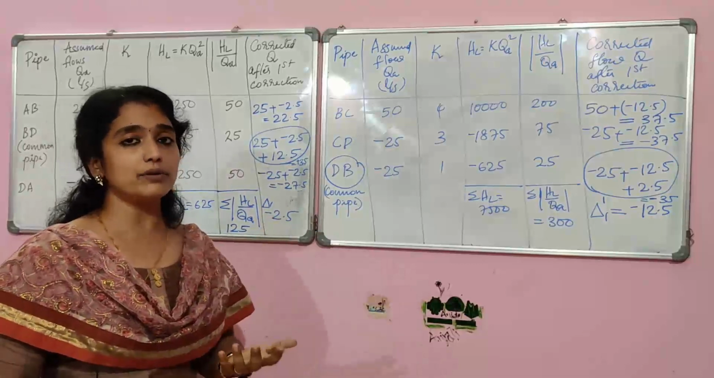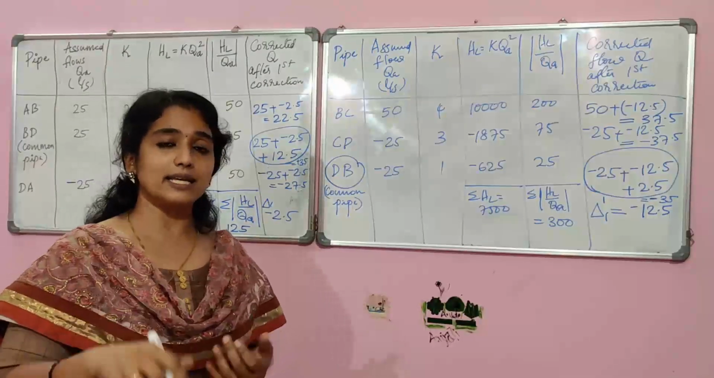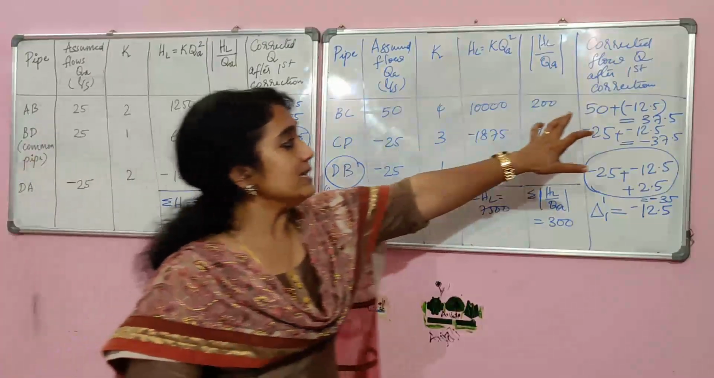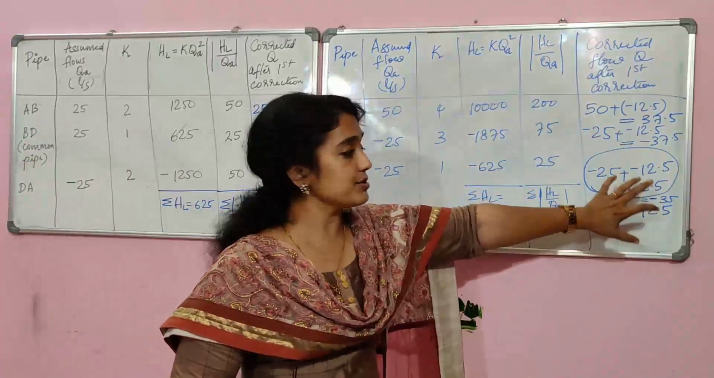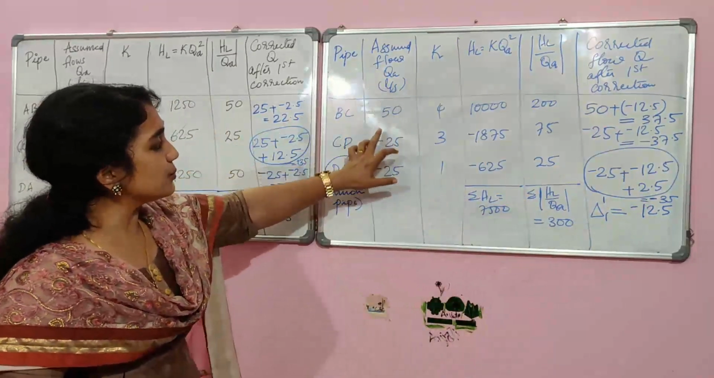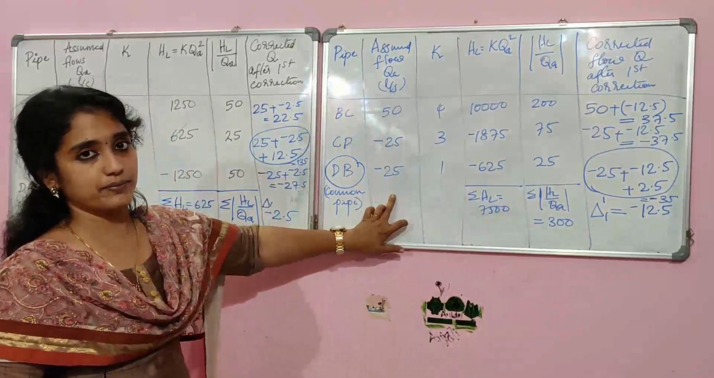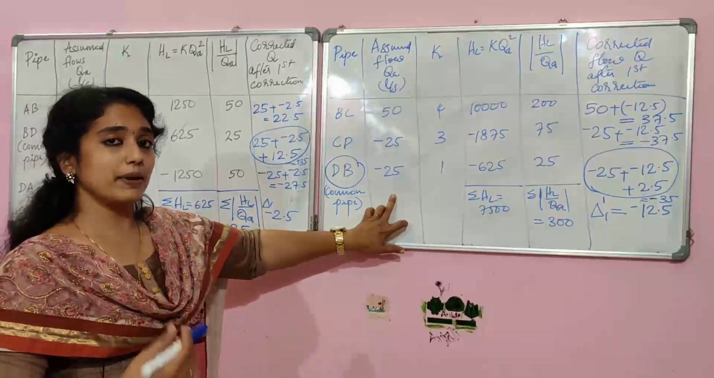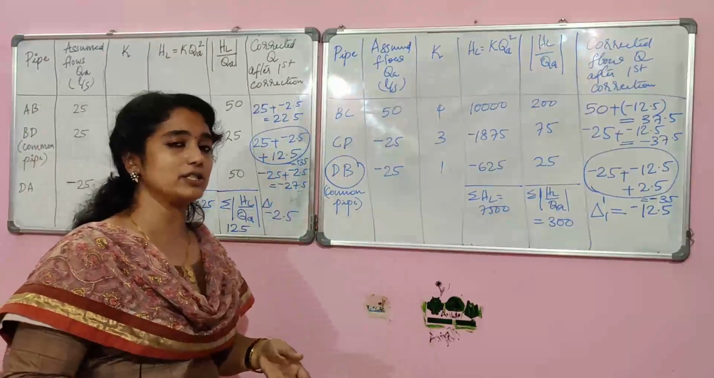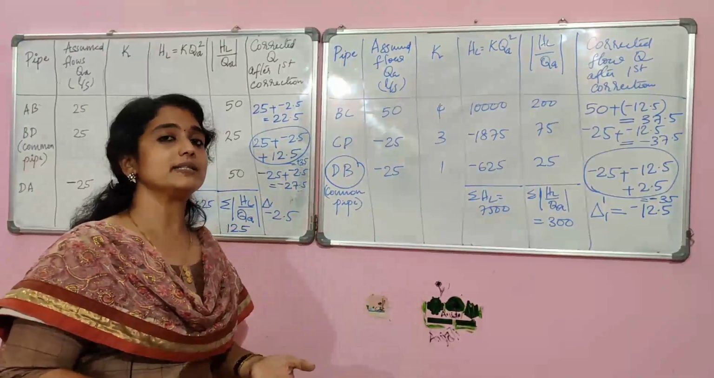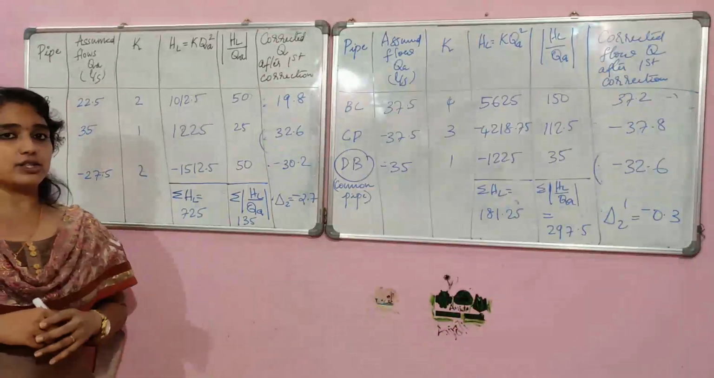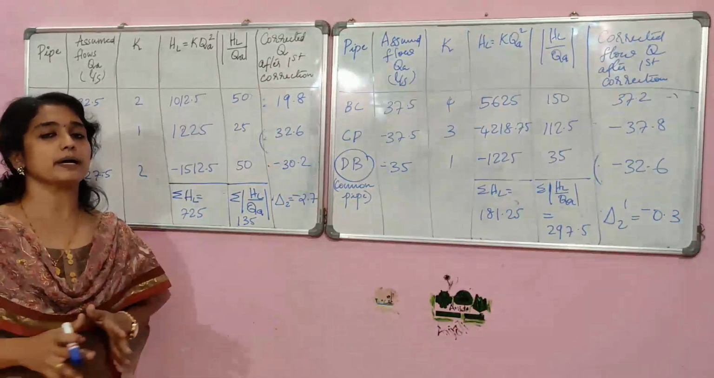Then you have to complete the second correction also by selecting these corrected Q values as the assumed flow in this column. Then you can use the same procedure, the same calculation method to complete the calculations. Let us start the second correction for the same pipe network.